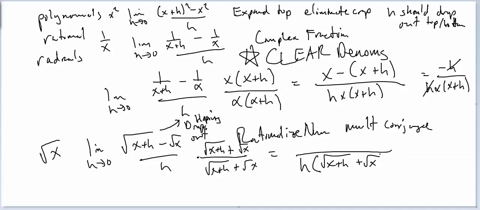On the top, when you FOIL it out, the roots drop out. You have a difference of squares that comes out. You have an x plus h and a minus x. And notice that those x's drop out, and look at that, our h's drop out. So you'd be left with a 1 over the stuff on the bottom. A lot of algebra is involved in simplifying these expressions, but once you can identify what type of derivative you're doing, you should be good to go.